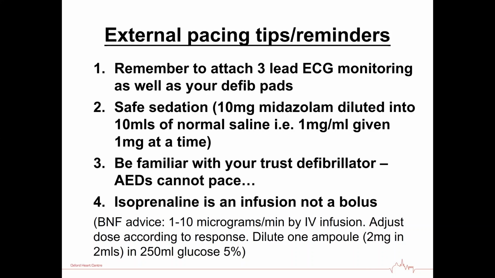in 10 mils of saline, so you've got a 1 milligram per mil solution, and then give that 1 milligram at a time. And generally for a 70 kilogram man, depending on how much alcohol they drink and their kidney function, 4 or 5 milligrams would be enough for them to be safely sedated for pacing. And you give it in 1 milligram aliquots. And if you're really cautious, you can always make up the flumazenil, the reversal agent, at the same time.